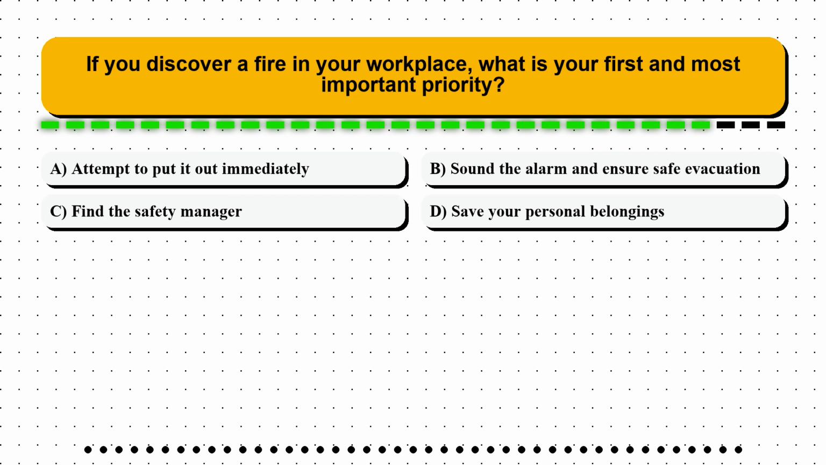Question 39. If you discover a fire in your workplace, what is your first and most important priority? Option A. Attempt to put it out immediately. Option B. Sound the alarm and ensure safe evacuation. Option C. Find the safety manager. Option D. Save your personal belongings.